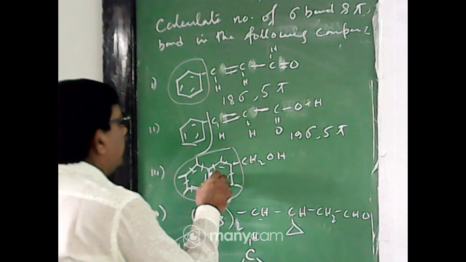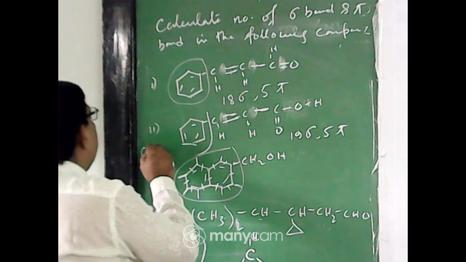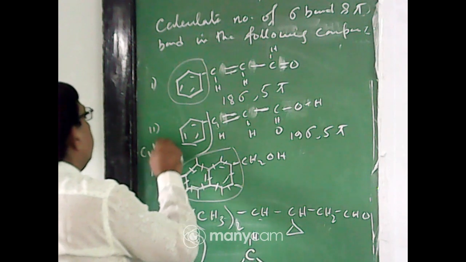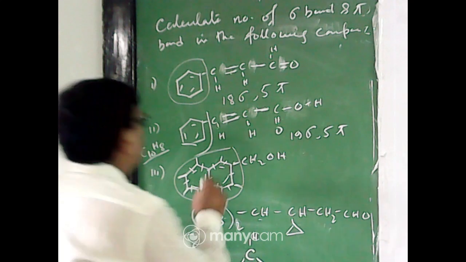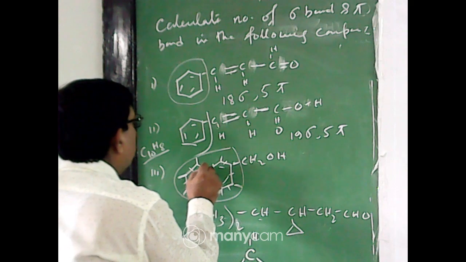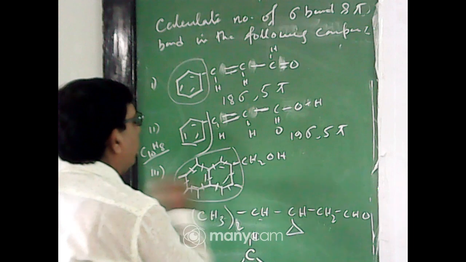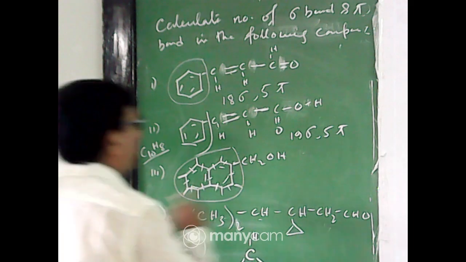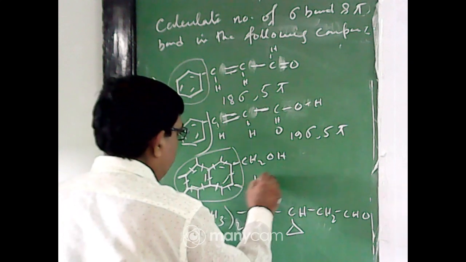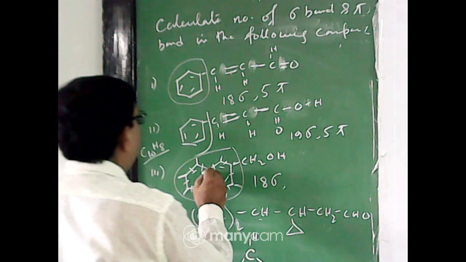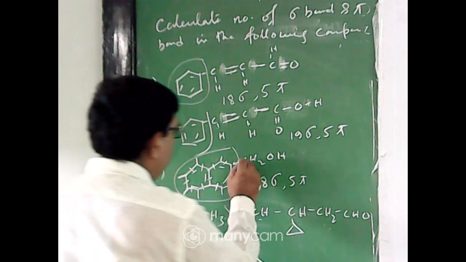See, again see this. The hydrogen atoms are 8. This is the formula of naphthalene, C10H8. So hydrogen atoms 8, so 8 sigma bonds. Carbon atoms in the ring: 1, 2, 3, 4, 5, 6, 7, 8, 9, 10. So 10 plus 8 is 18, so 18 sigma bonds. How many pi bonds? 1, 2, 3, 4, 5. 5 pi bonds. This is for the naphthalene molecule.